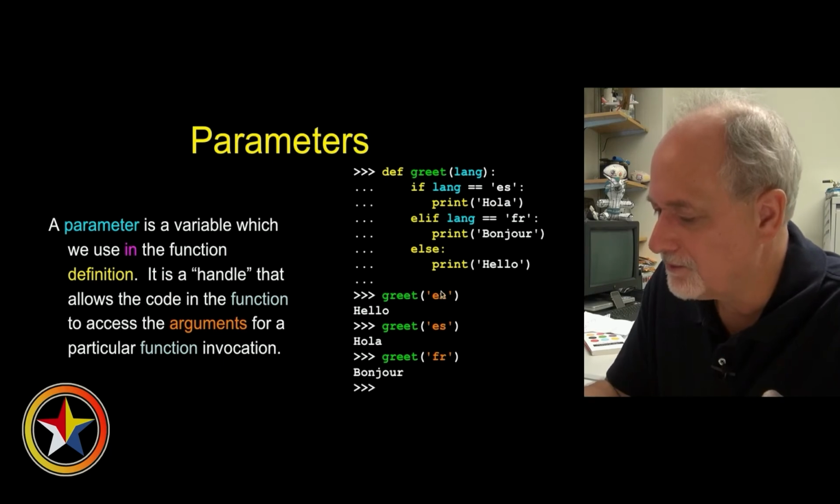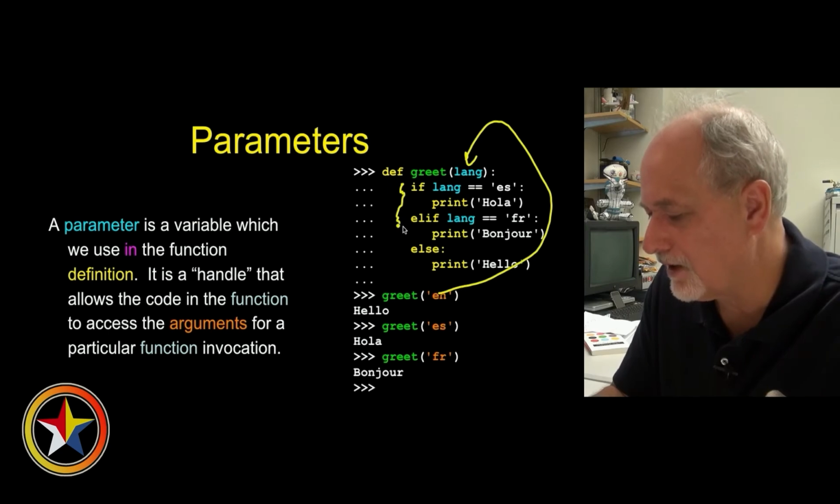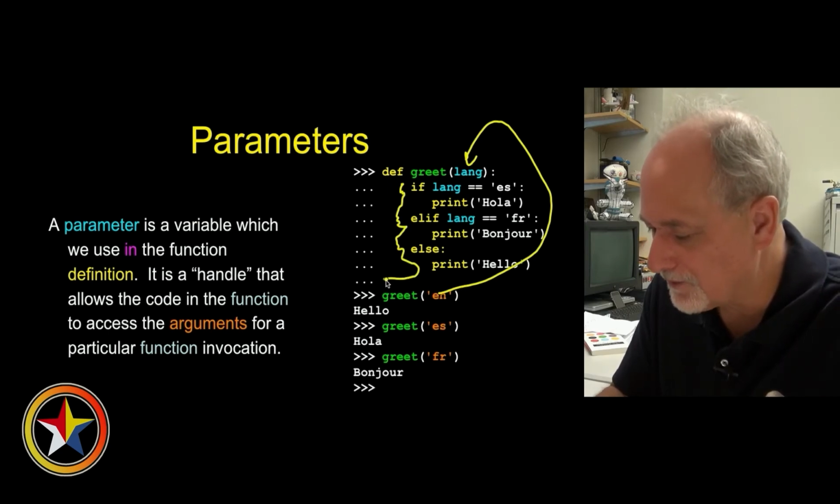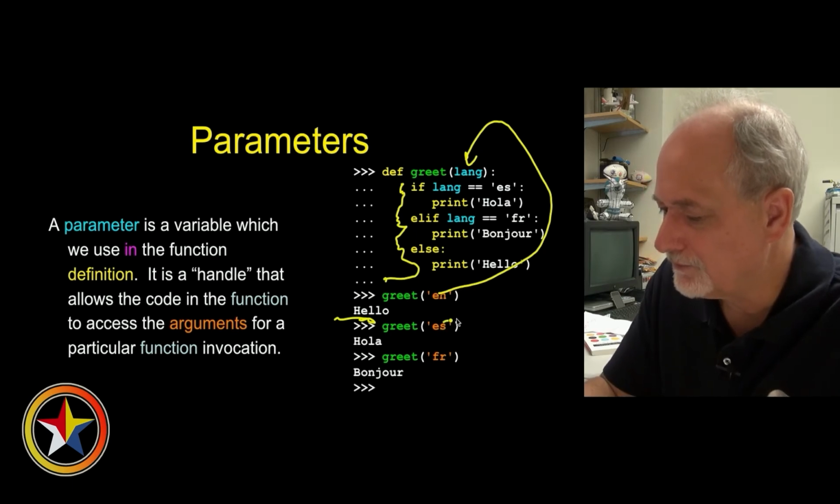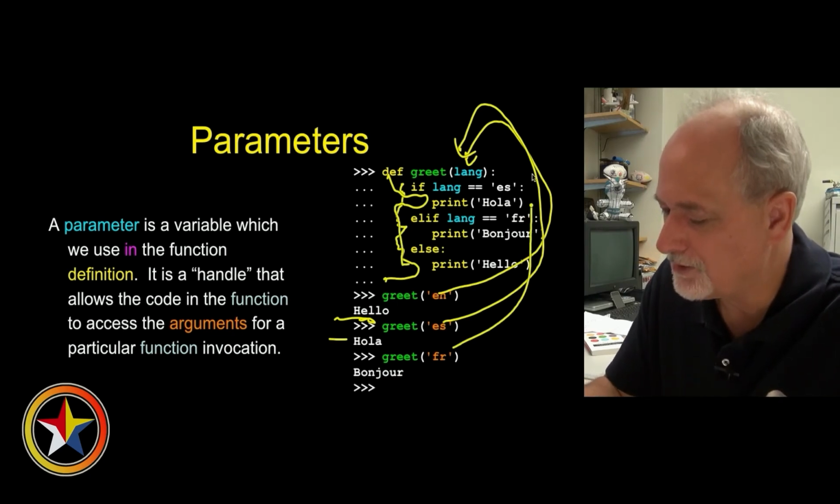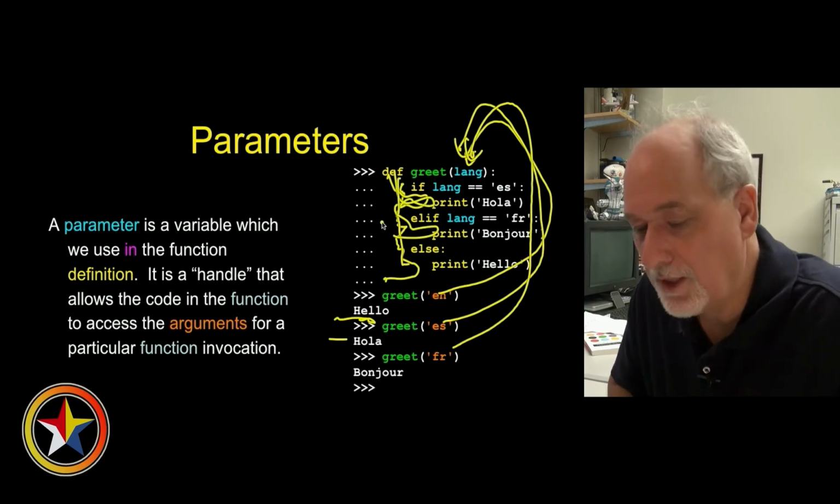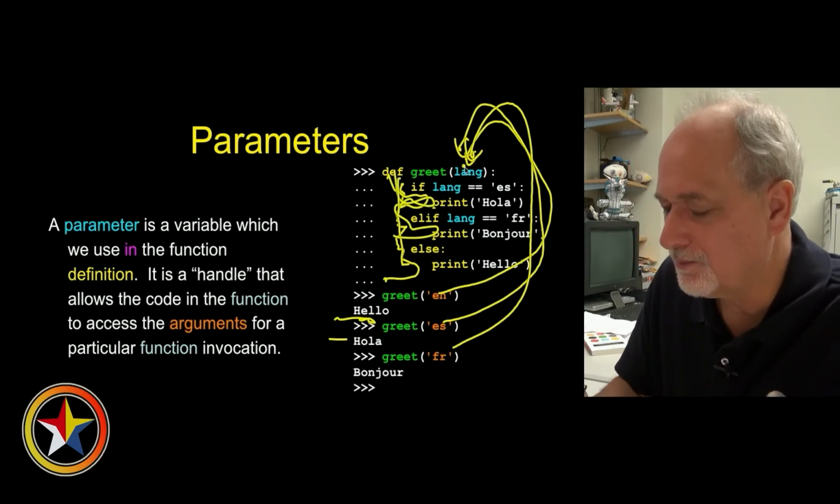All right, so en comes in as lang, we're coming in the code. If it's not es, it's not fr, else it prints hello, and then it comes back to the next line. And then we call it again, and this time es is lang, and so it runs this code and prints hola, and then next time it calls with this, and then it prints bonjour. You get the idea. So that's basically what happens.